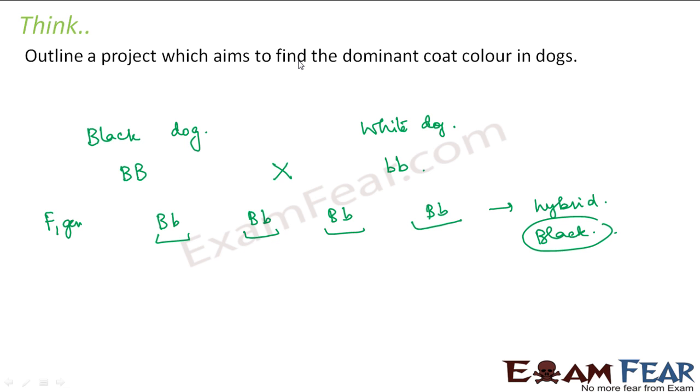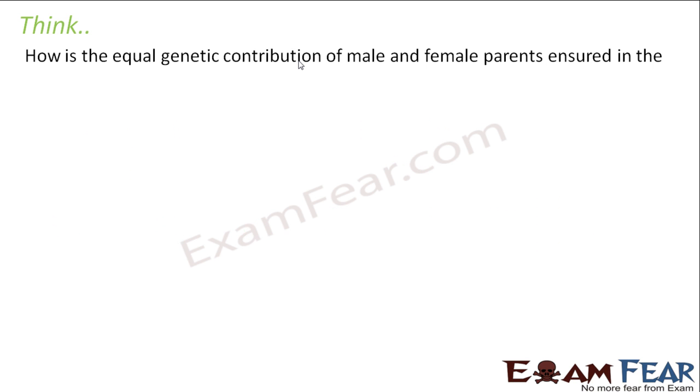So if we want to find out the dominant coat color, we can take a homozygous dog of one color and another homozygous dog of another color. We mate them. Whichever color is displayed in the generation we get, that is the dominant coat color in dogs. Right? So here black and white are just examples. You can take any color you want, and in that fashion you can find out which is the dominant color, because the dominant color will express itself in the F1 generation. Let us look at another one.